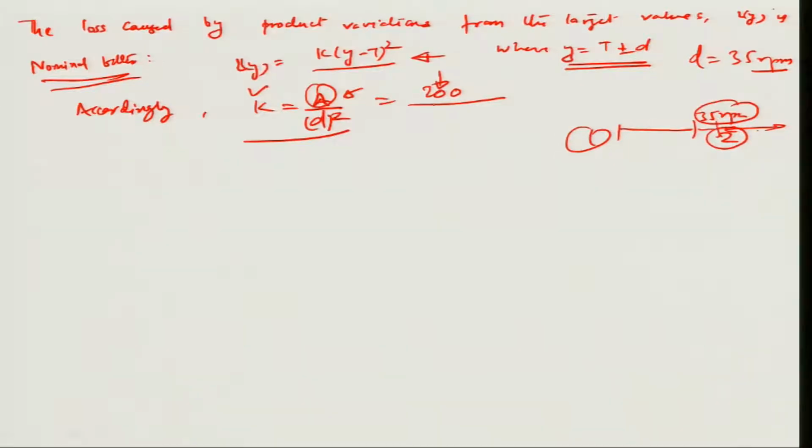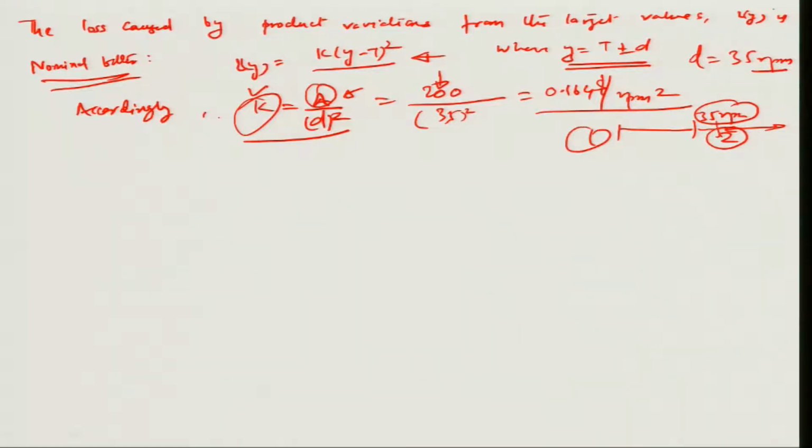So, we can say that 200 divided by the square of 35 is going to give us the loss constant K, which in this case is 0.164 dollars per RPM square. So, that is what the loss constant is in this particular case.